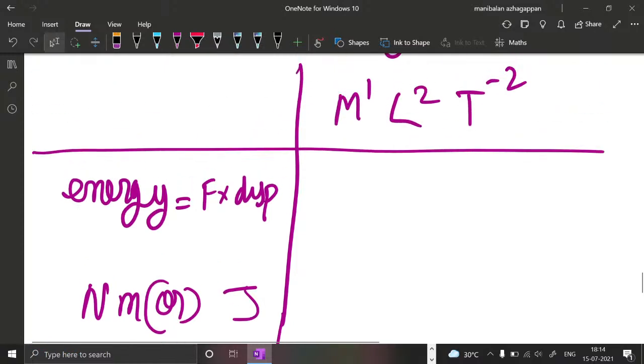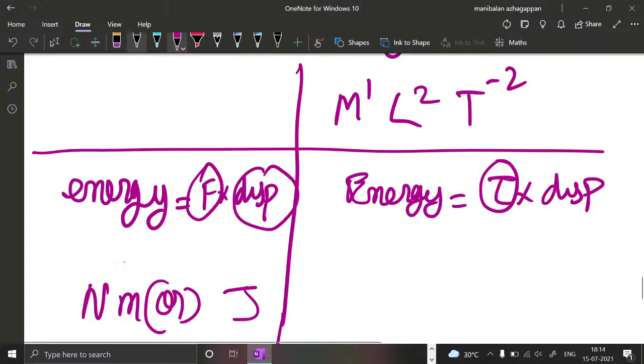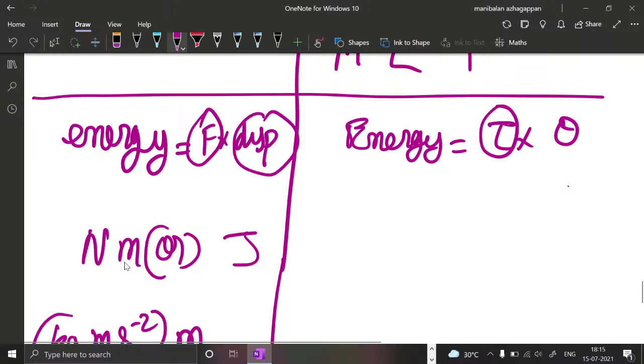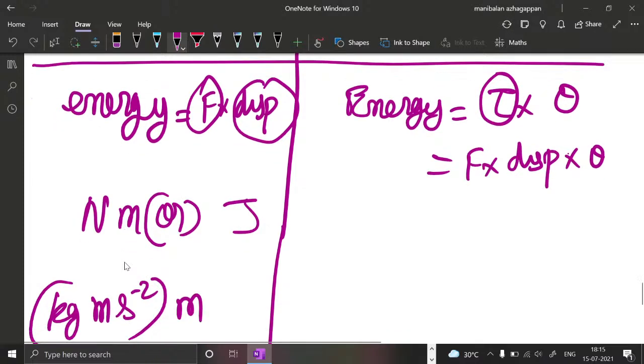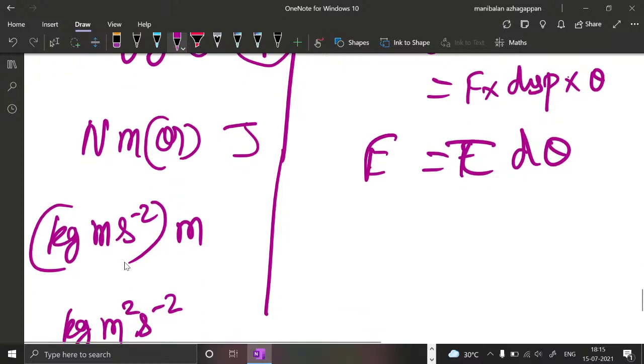The same equivalent thing for energy in rotation motion. Energy in rotation motion is torque into displacement, because force we can take as torque in rotation motion, and displacement we can take as the angular displacement, theta. We should take it here as theta. Okay, torque we already know, it's force into displacement. So torque into d theta, also we can say as the energy. Okay, in rotation motion, torque into angular displacement theta.